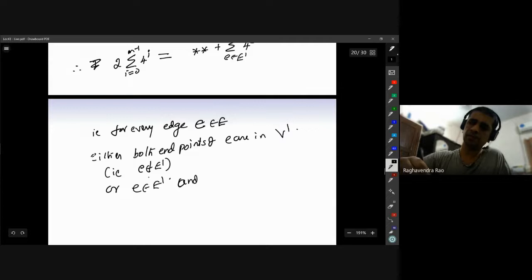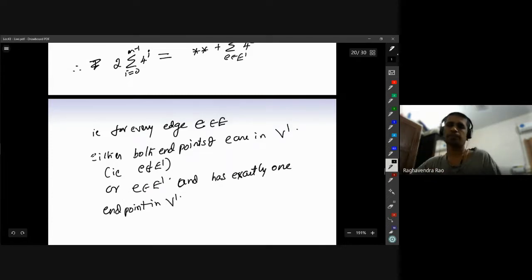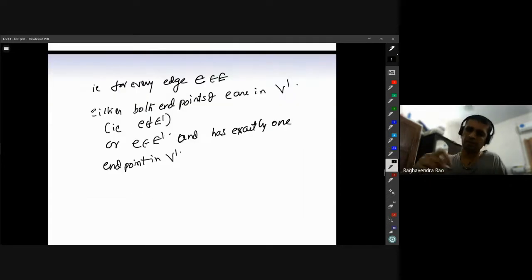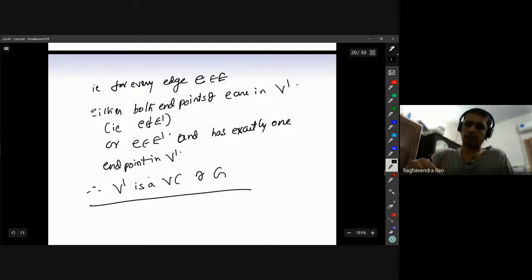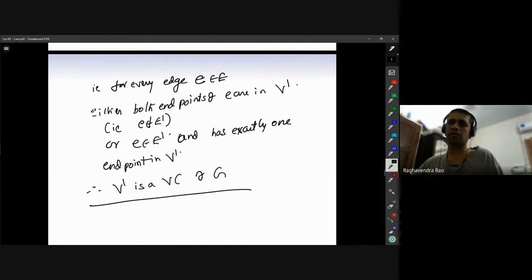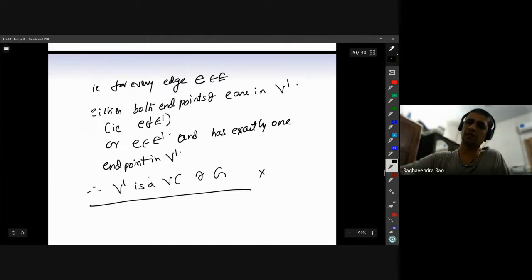And has exactly one endpoint, V prime. Therefore, V prime is a vertex cover of G. And we have the cardinality of V prime is K, so it's a cardinality K vertex cover. So this completes the argument. Okay.